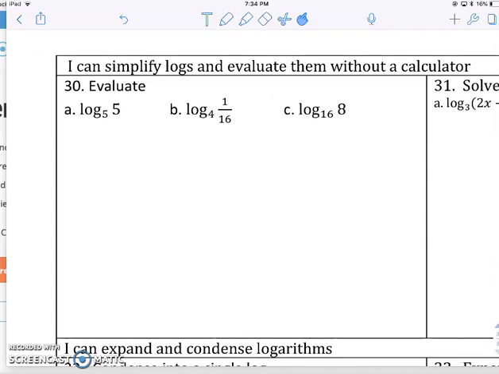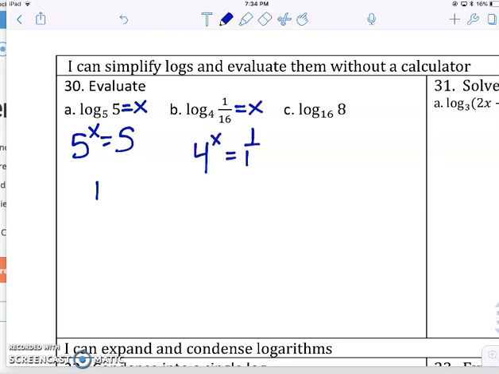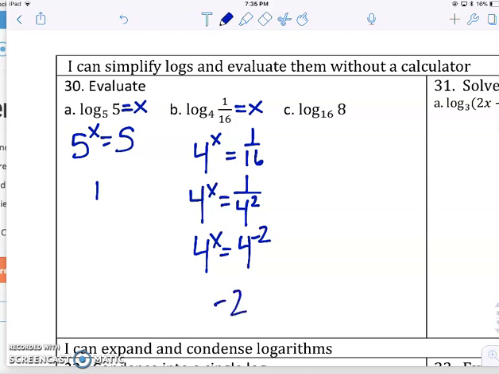Evaluate without a calculator. So again, we say this equals x. So 5 to the x equals 5. So it has to be 1. So if this equals x, 4 to the x power equals 1 over 16. So base is the same. So this is 1 over 4 squared. So 4 to the x equals 4 to the negative 2. So it's negative 2.